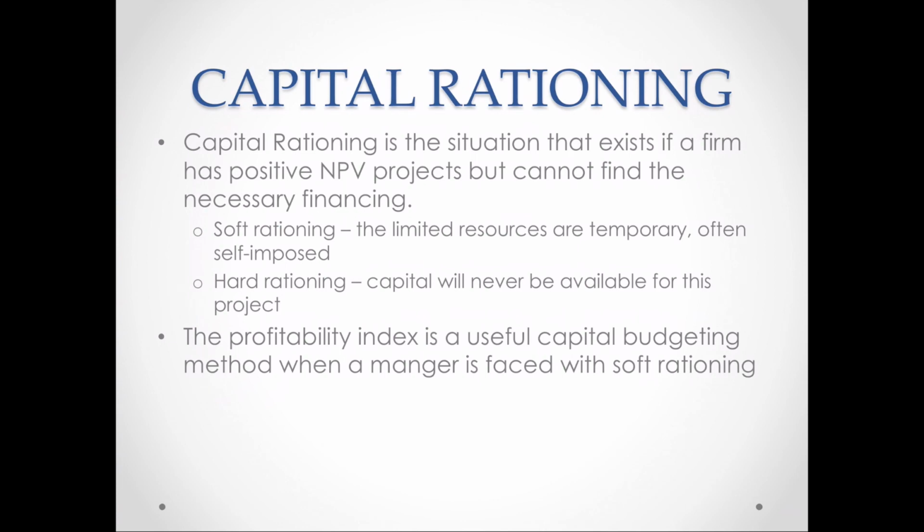Now, if you think back to Chapter 9 when we discussed the different capital budgeting methods, the last one that we discussed was the profitability index, which was a measure of how much bang for your buck you are getting. So how much present value of cash inflows are you getting per dollar of present value of cash outflows or costs. And this method is a useful capital budgeting method when a manager is faced with soft rationing. So if you have limited funds, pick those projects that give you the most bang for your buck.